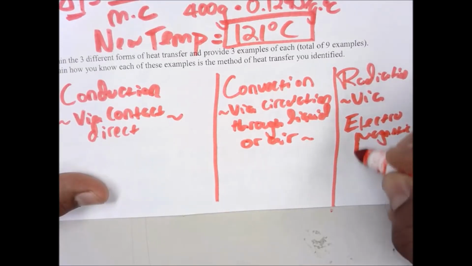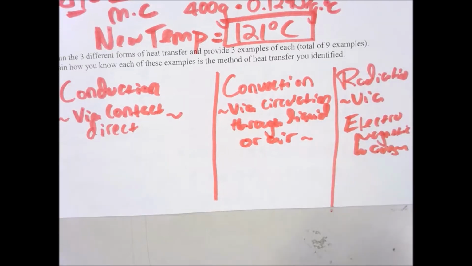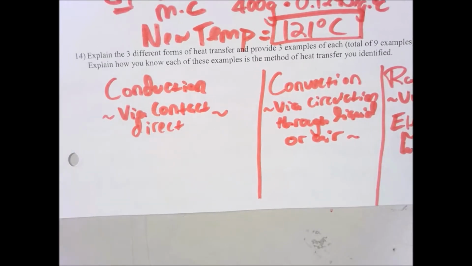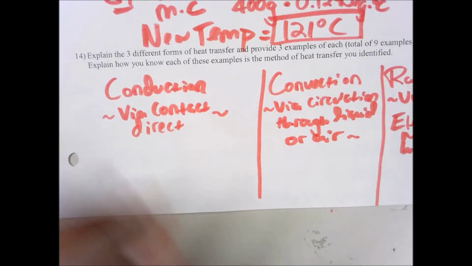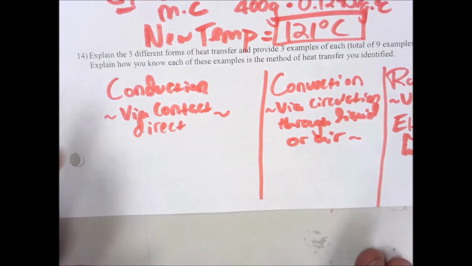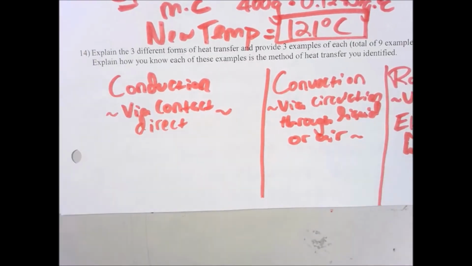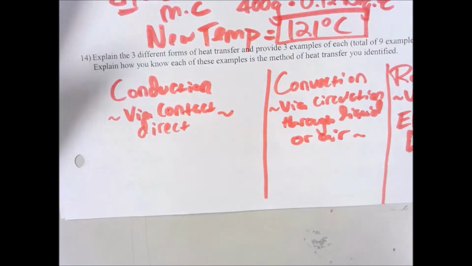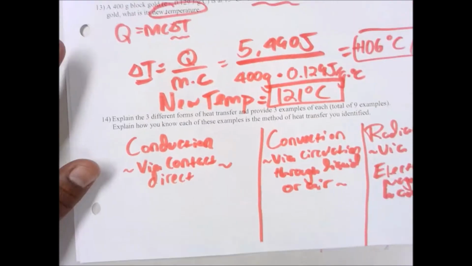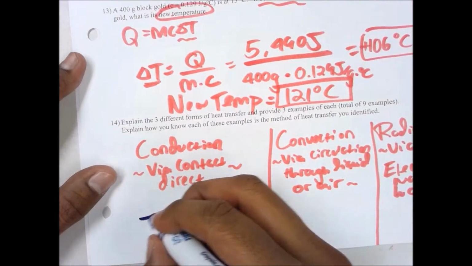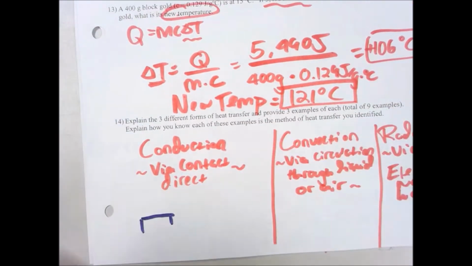Radiation via electromagnetic waves. Alright, so we want 3 examples of conduction. I can think of one right now. So my hand is touching the surface of this table. What if the table was hot? What if the table wasn't a table? What if in fact it was a stove? Oh, look at that, we have an example. We got a stove top.